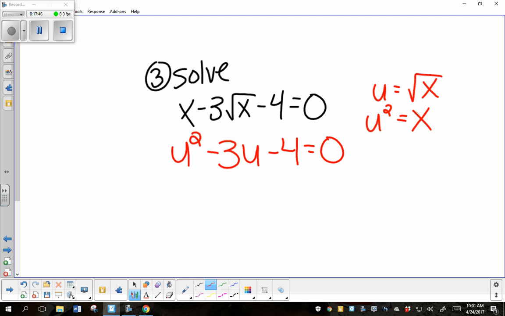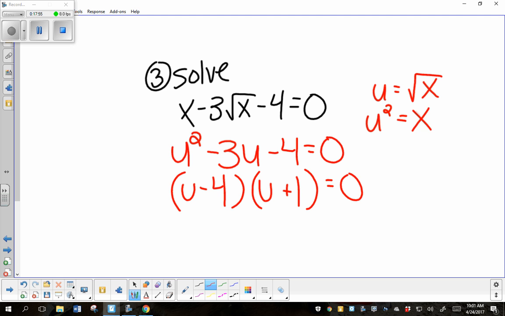Okay, you guys, please help me solve this in not a difficult way. Negative 4 and positive 1. Right? Those multiply to negative 4. Negative 4 plus 1 is negative 3. Nice.